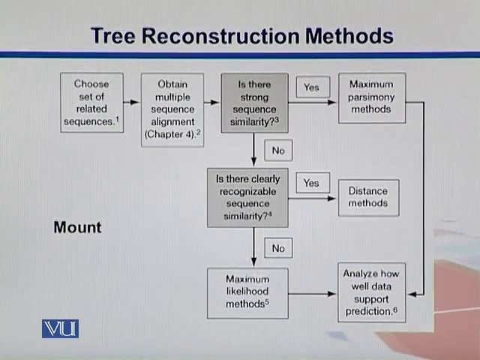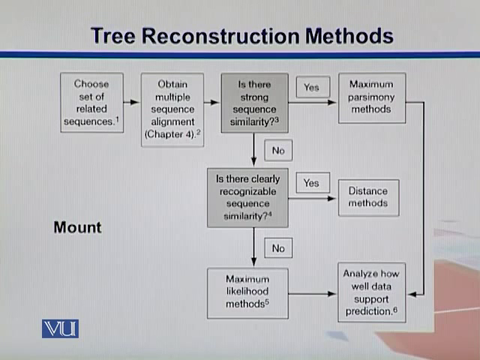Here, in this chart or flow diagram that is present in your book, we can put all these methods together, and we can come up with a strategy on what to do if we have some sequences. So we choose a set of related sequences, and in the next step, in number 2, we obtain their multiple sequence alignment, and then we see if we find some strong sequence similarity. If the sequence similarity is high, we can do the maximum parsimony method.